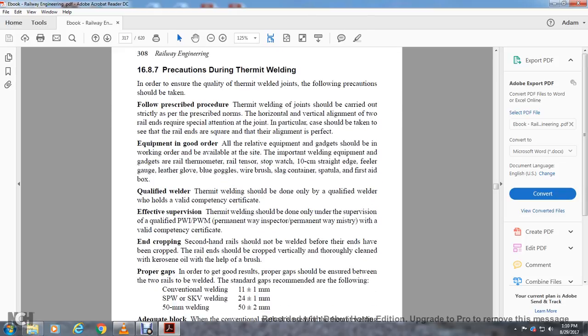Thermite welding should be done by a qualified welder who holds a valid competency certificate. Effective supervision: thermite welding should be done only under the supervision of a qualified permanent way inspector, who holds a valid competency certificate.